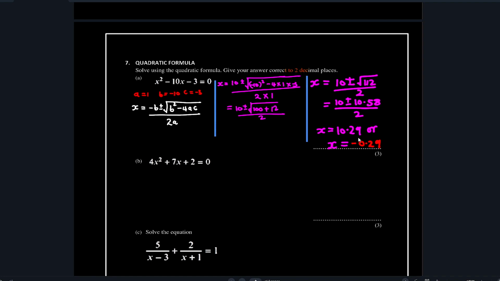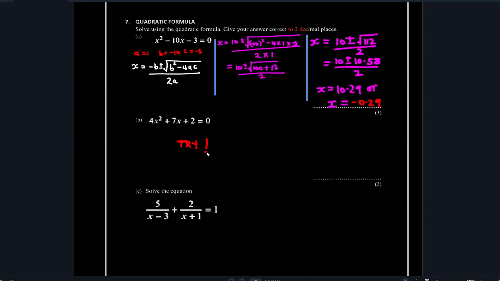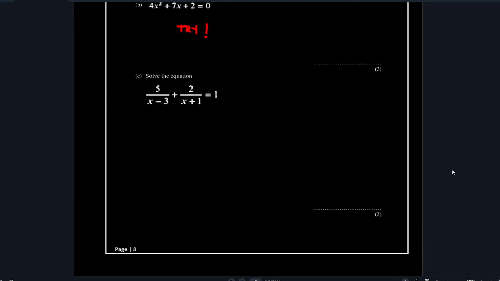Further, we are going to work out a question where you have 4x squared plus 7x plus 2 equals 0. The key point here is to identify the value of A, the value of B, and the value of C. I would like you to attempt that so that you can see that the value of A there is 4, the value of B is 7, the value of C is 2. Just try it and check what you are going to get.